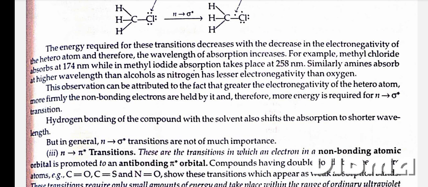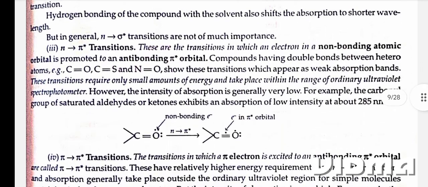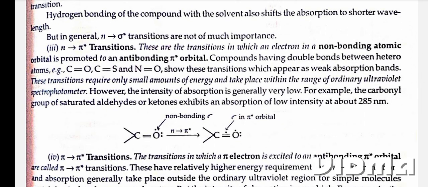Therefore, more energy is required for n to sigma star transition. Hydrogen bonding of the compound with the solvent also shifts the absorption to shorter wavelength, but in general, n to sigma star transitions are not of much importance.